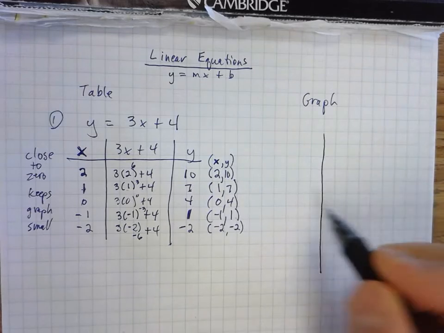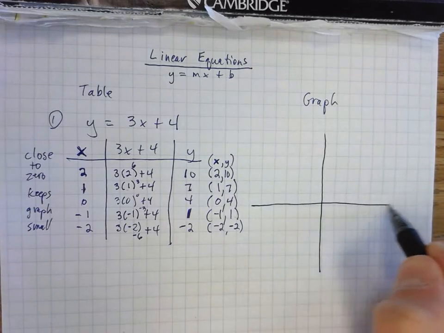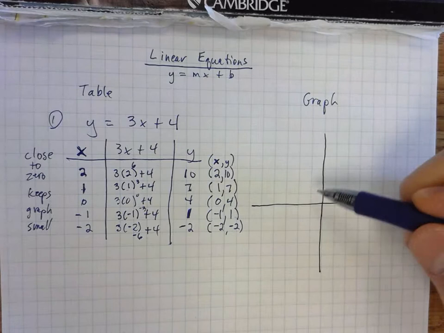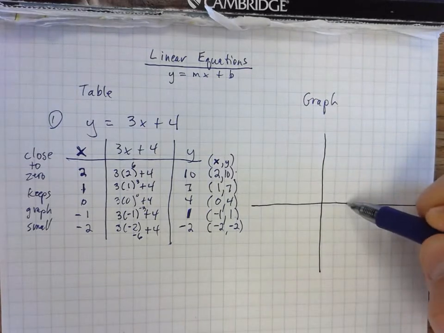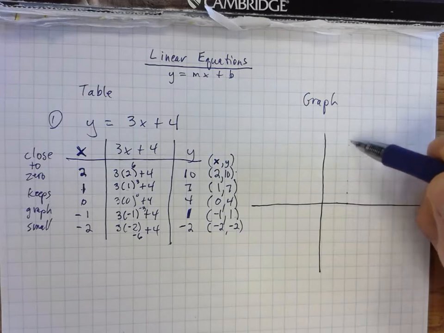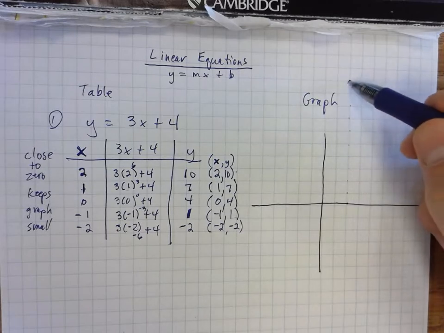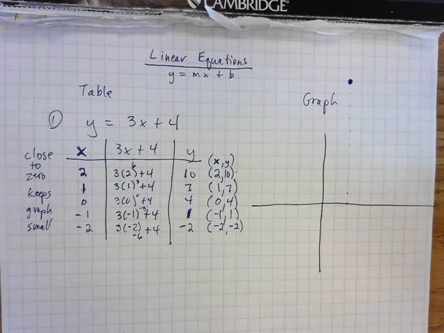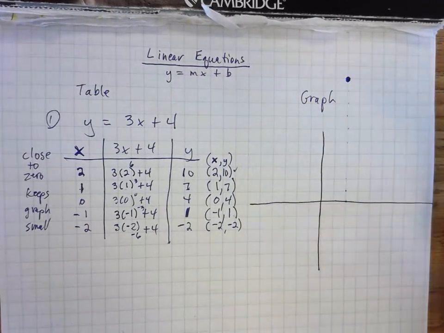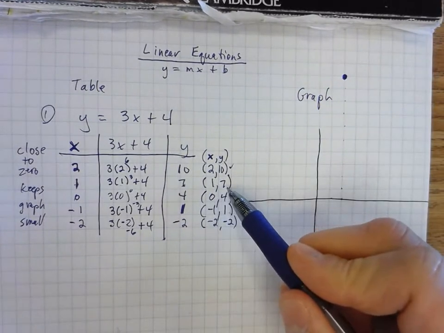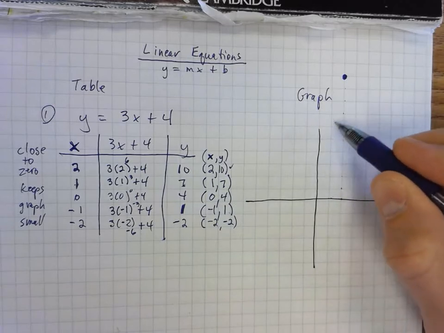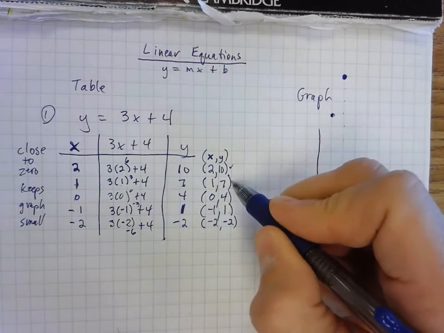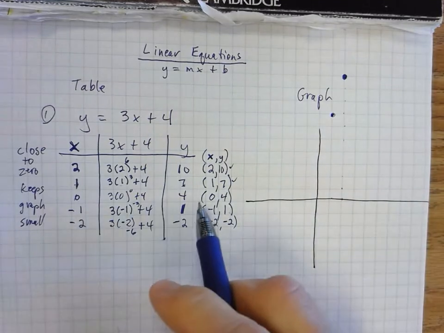All right, so my first one is 2, 10. So I'll come over 2 on the x. 1, 2, 3, 4, 5, 6, 7, 8, 9, 10. There's my first point. Got that one. Check. Next one is 1, 7. So I'll come over 1 on the x. 1, 2, 3, 4, 5, 6, 7. There's 1, 7. Next one's 0, 4.